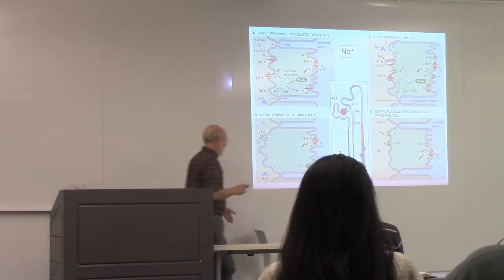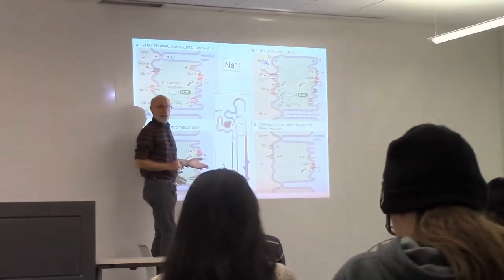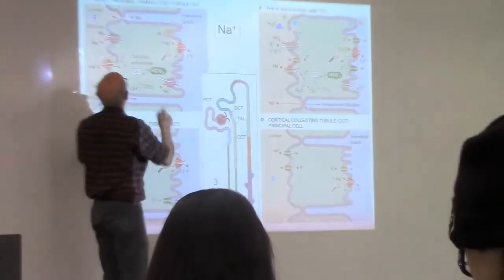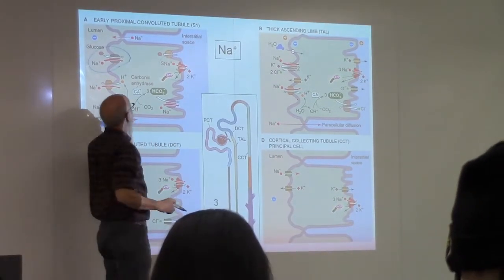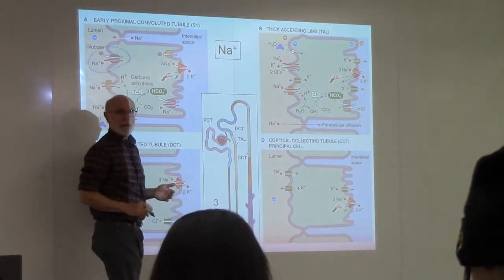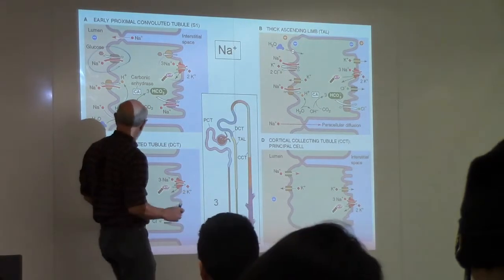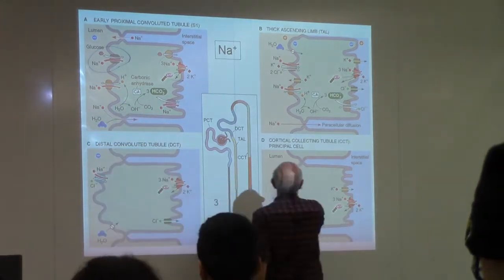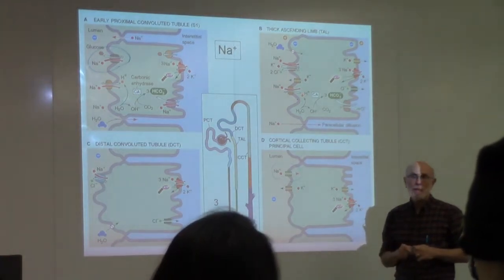Remember, a primary active transporter uses ATP to pump solute. A secondary active transporter uses the sodium gradient to pump something else. And a passive transporter is always allowing something to flow down its electrochemical gradient.